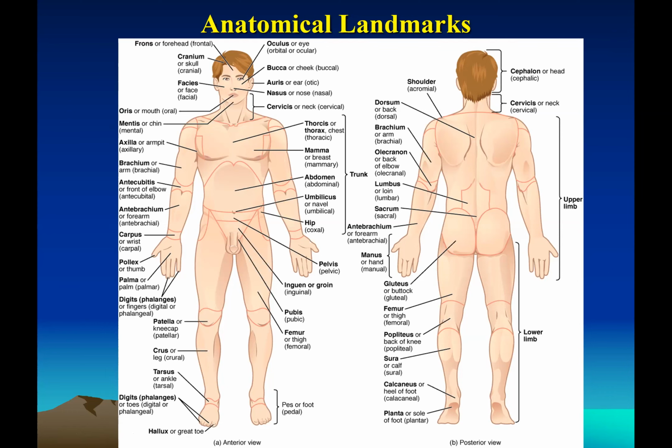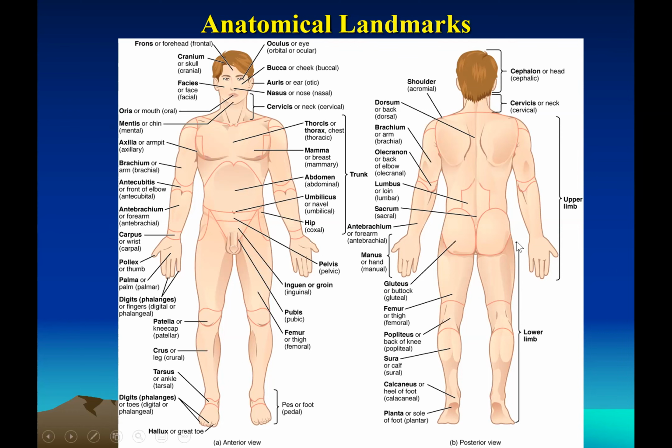Anything pertaining to the eye is called ocular. Your cheeks is buccal. Nose is nasal. Otic or oris is ear. Neck, cervical. Chest is thoracic. Breast is mammary. Stomach is abdominal. Hip is coxal. Navel region is umbilical. Pelvis is the pelvic region. Your groin region is pubic. Your thigh is femoral. So this is the front or anterior part of the body.